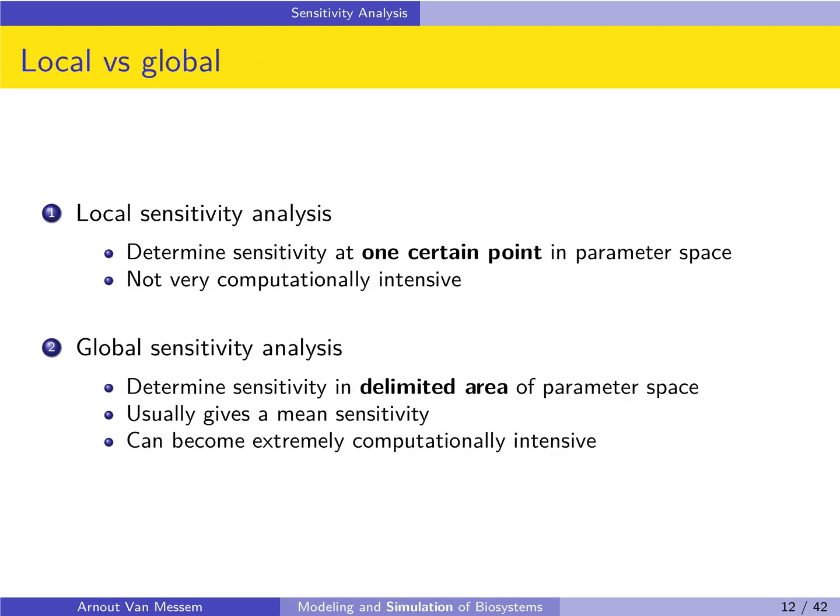There are two types of sensitivity analysis: a local sensitivity analysis and a global sensitivity analysis. For a local sensitivity analysis, we will look at the sensitivity at one certain point in our parameter space. So since we are looking at only one point, this type is not very computationally intensive. On the other hand, global sensitivity analysis will look at what happens or what the sensitivity is in a certain area of the parameter space. Usually we will then denote this through a mean sensitivity, so a mean over this area, and this can of course become a lot more computationally intensive.